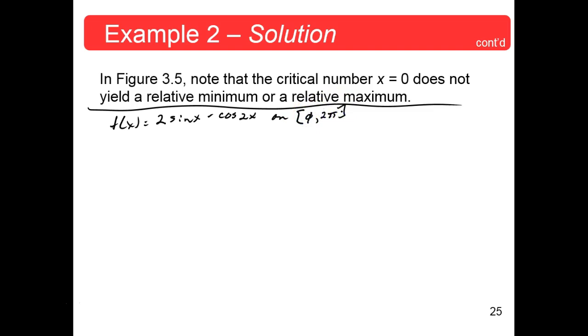All right. Let's start with the endpoints, 0 and 2 pi. All right, let's do it. f of 0 is equal to 2 times, what's the sine of 0? Absolutely, 0. Minus, what's the cosine of 0? 1, so that's a -1. Okay, could be a min, could be a max, we don't know. Continue.